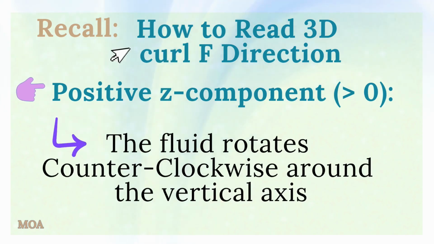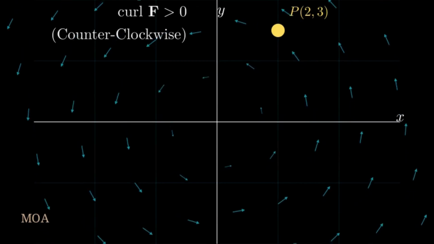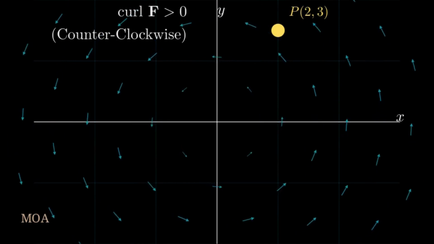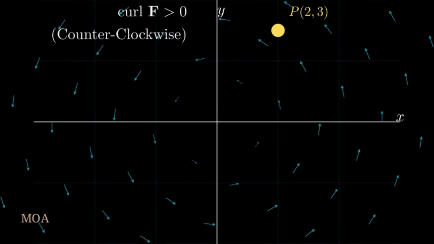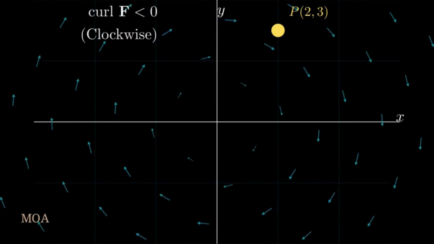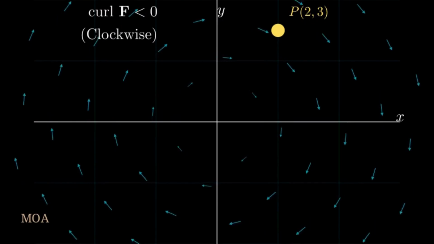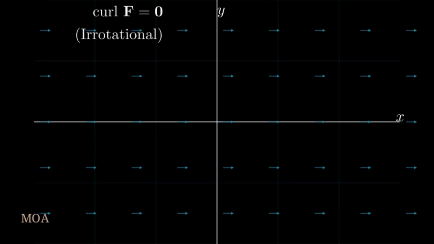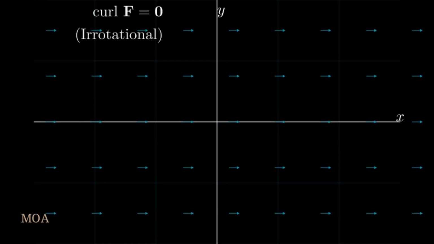Before giving the physical interpretation of this result, it is worth recalling some basics on how to read the direction of the 3D curl of vector field f. If the z component of curl f is positive, then the fluid rotates counterclockwise around the vertical axis. If the z component of curl f is negative, then the fluid rotates clockwise around the vertical axis. And finally, if curl f equals angle bracket 0, 0, 0, closing angle bracket, then the fluid does not rotate at all, namely, it is irrotational.